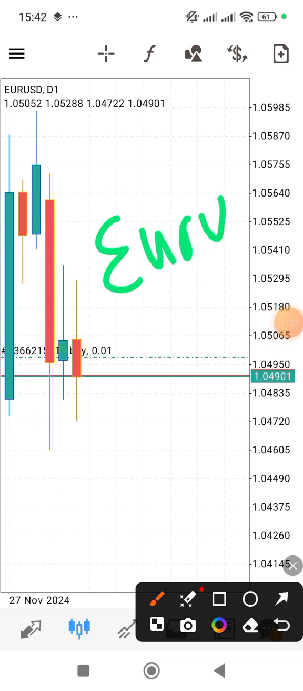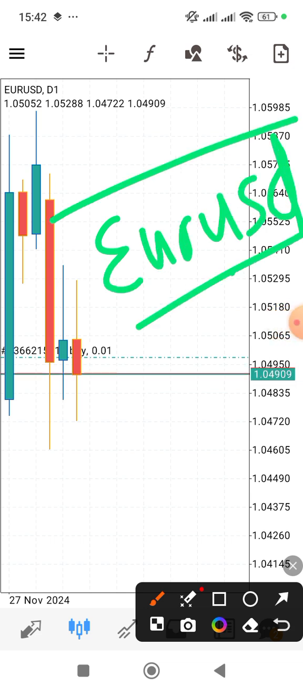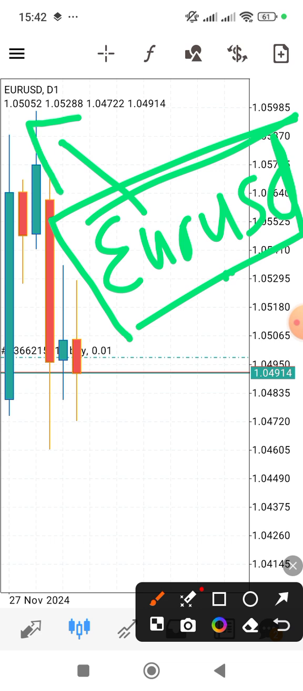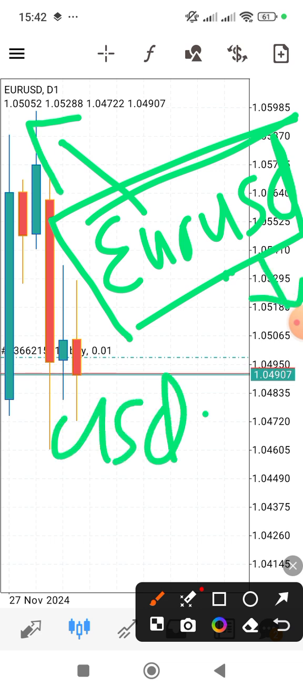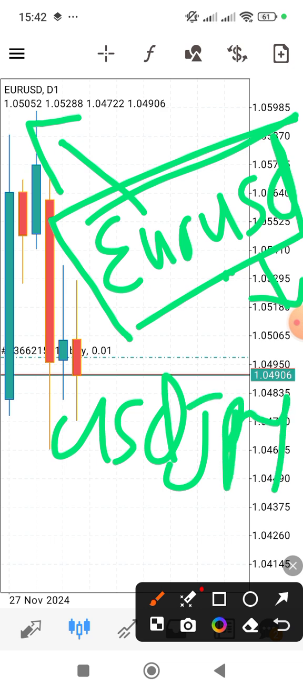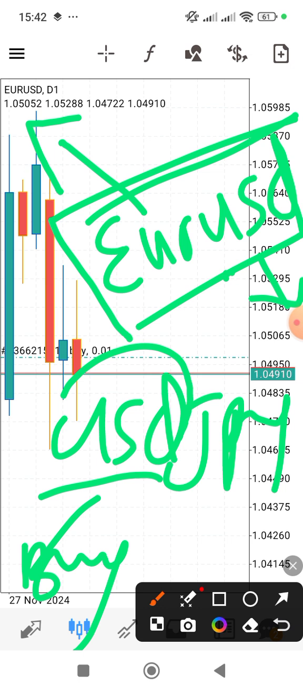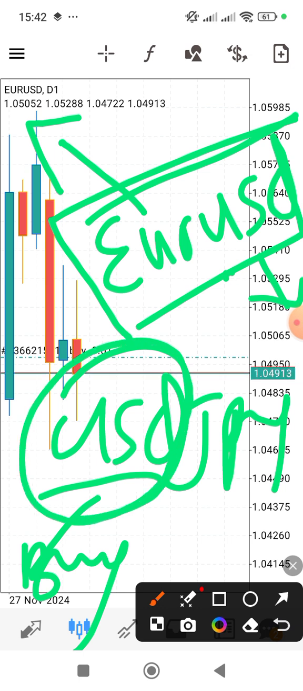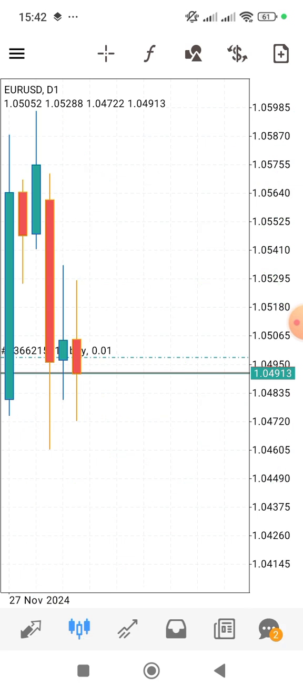In this case, EUR/USD, for you to buy USD, when you come to EUR/USD, you will click sell, so that you are trying to sell off euro to gain USD. Do you understand? But if you come to USD/JPY, what you will click is buy. You will click buy, because as you click buy, it is the first currency that is affected, so you are buying USD. I hope that is clear.